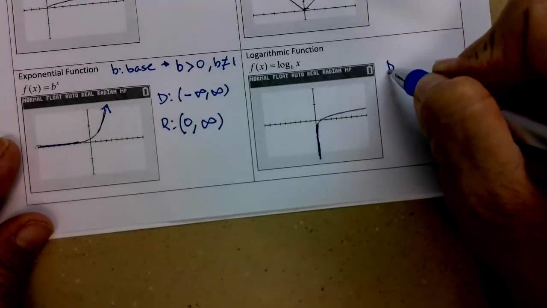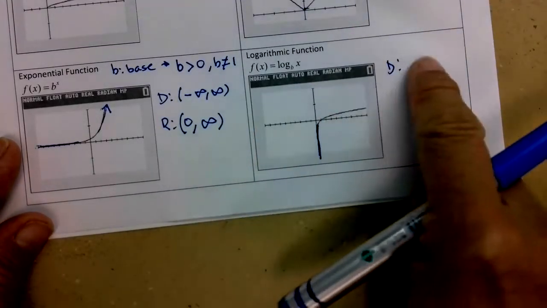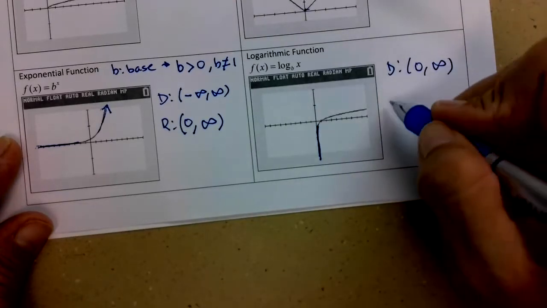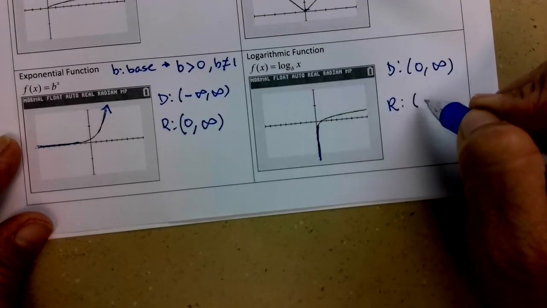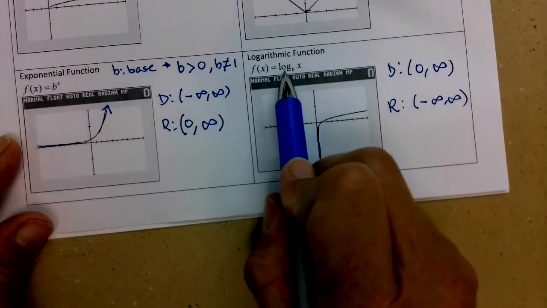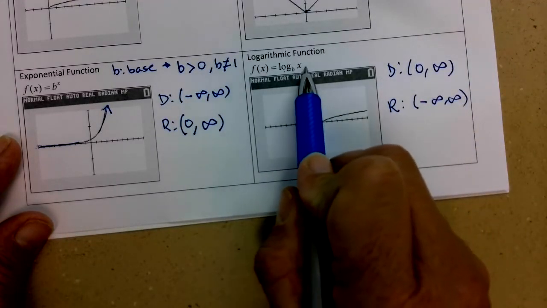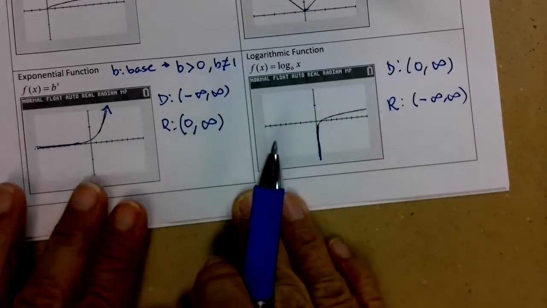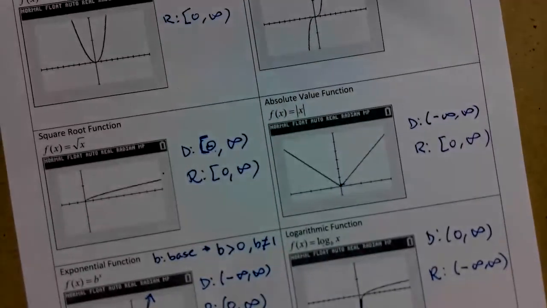So this time the domain matches the range of the exponential function. So it's 0 to infinity, and the range is all real numbers. So notice the way you say this is log base b of x. That's base b. It's the same base that we had over there. So those are the parent functions and what their graphs look like.